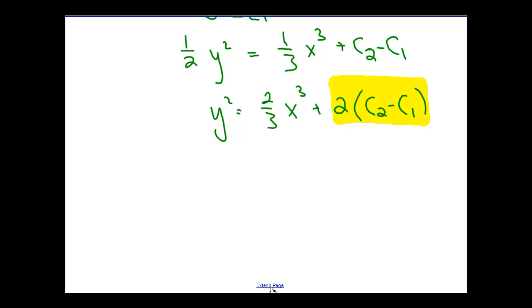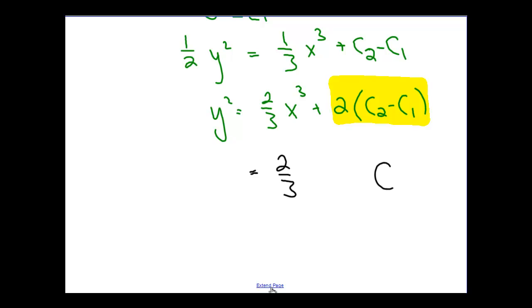So rather than carry around all these different constants that really don't mean anything, I'm just going to call this C. All of this together is just going to give me some other number, and however I choose to express that number, there's really only one constant in any particular problem. There's really only one constant, and that simply affects the vertical shift of that particular function. But we end up with y squared now equals 2/3 x cubed plus our constant.